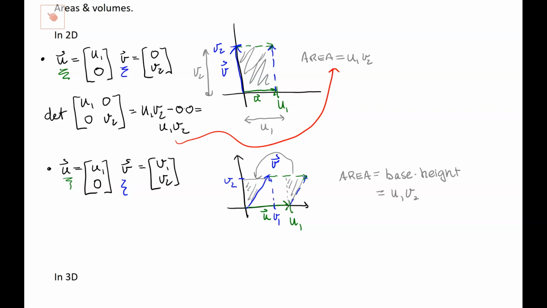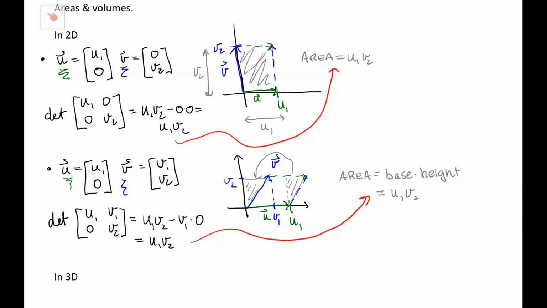Now let's see what we get when we compute the determinant in the same way that we did before. So this determinant is again u1 times v2, which again is the same as the area we got just using geometry. Now we can ask, is this true in general, or is it just true for these special cases where we have a rectangle or a sheared rectangle, where we have a parallelogram that is situated so that one side of the parallelogram is on the axis? Well, it's actually true in general. So let's write down a theorem.